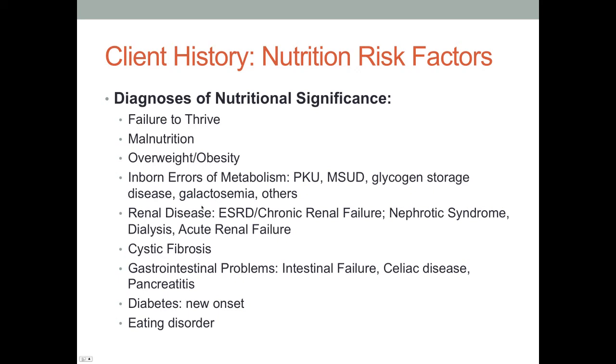Or if they have renal disease, and that could include end-stage renal disease or CKD, but it could also include nephrotic syndrome or acute renal failure. Cystic fibrosis is going to be more common in the pediatric setting than in the adult. A gastrointestinal problem, new onset diabetes, or an eating disorder.